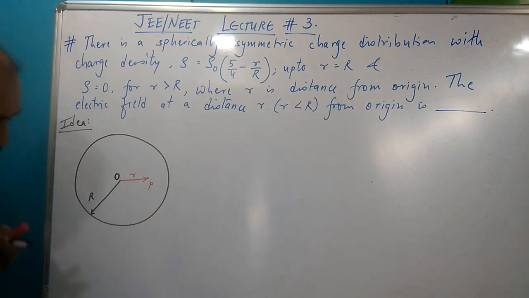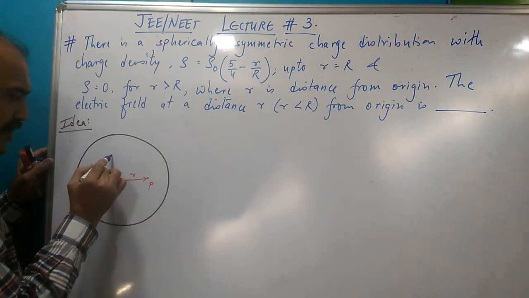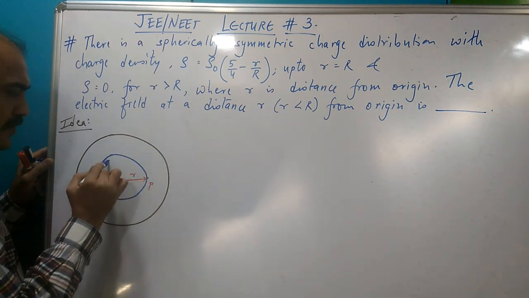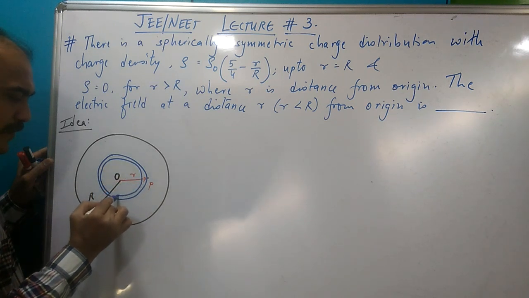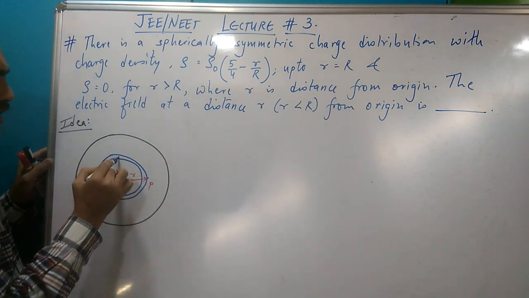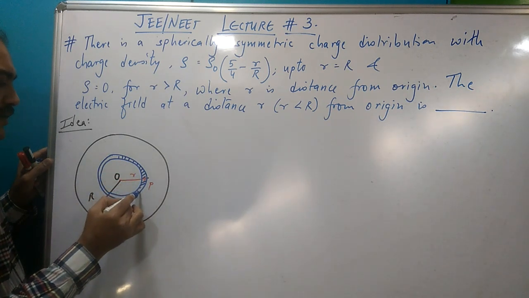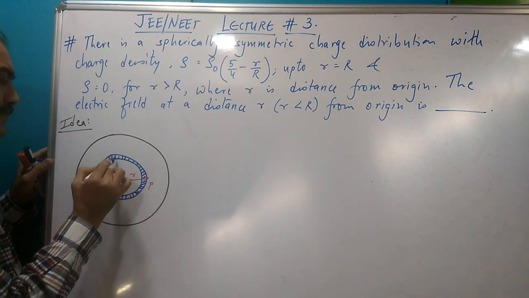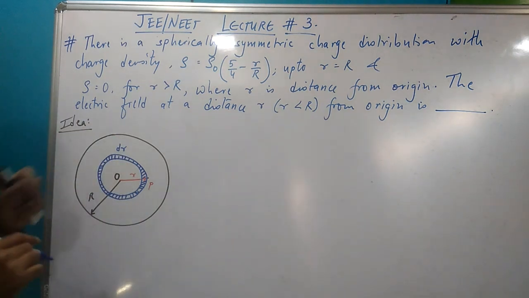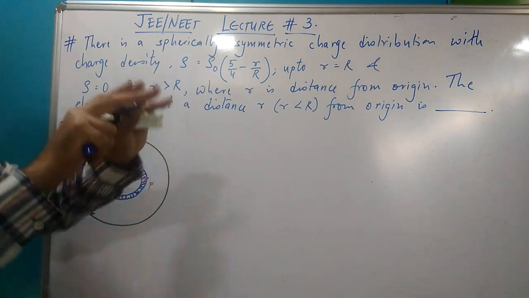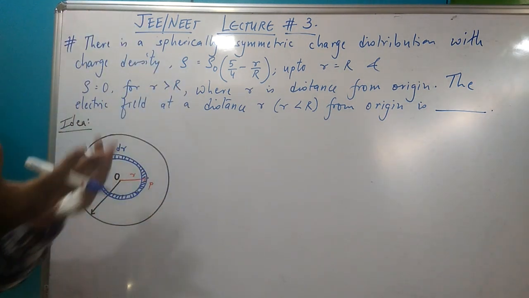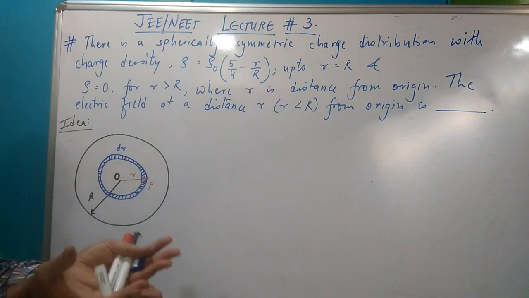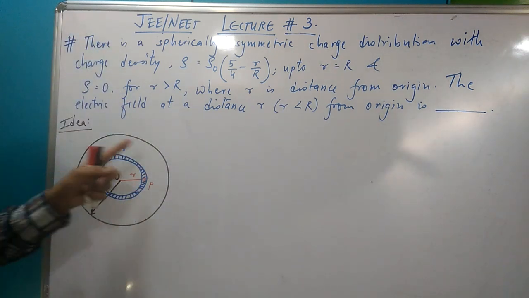What we can do and what we should do and what we will always do is take up a small elemental ring. This is an elemental ring having radius r and width dr. So first things first, this is a three-dimensional type ring, not a two-dimensional ring, but a three-dimensional idea. You can call it a hollow sphere like sorts.